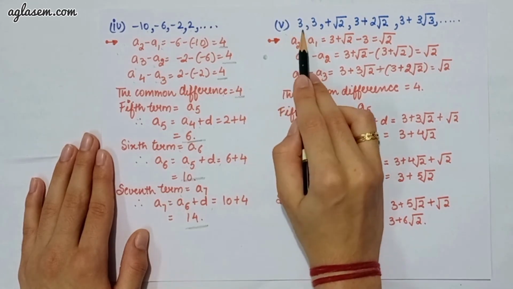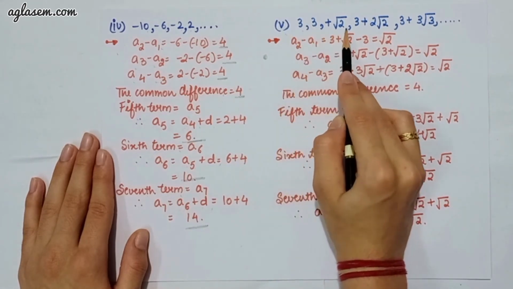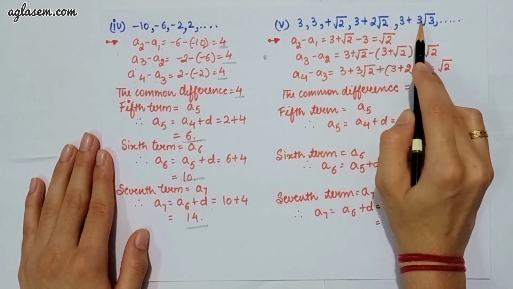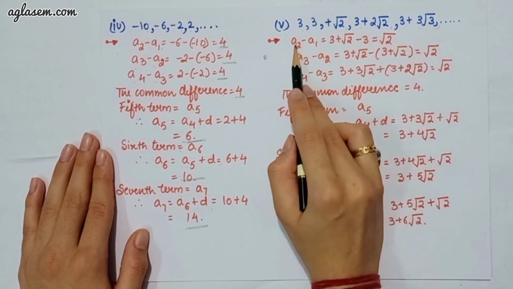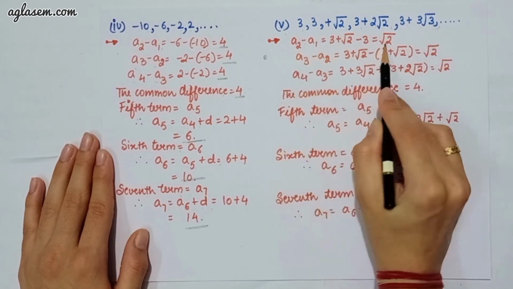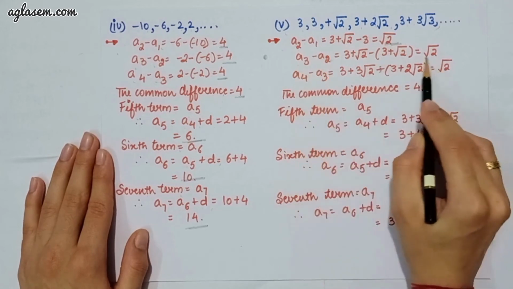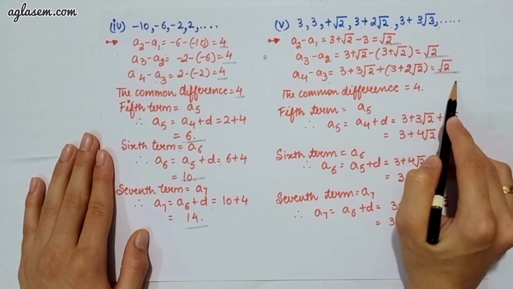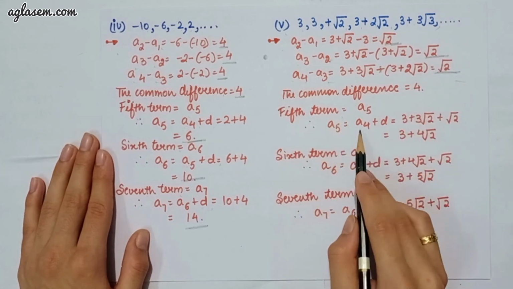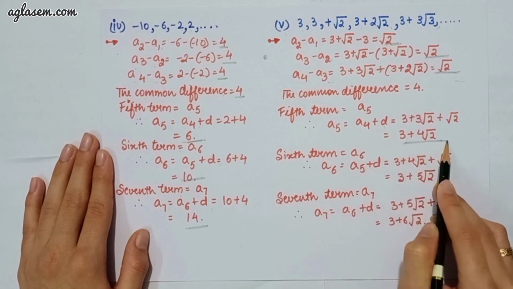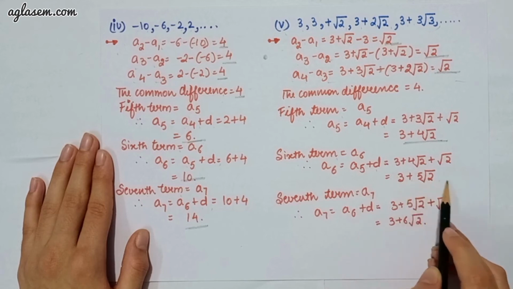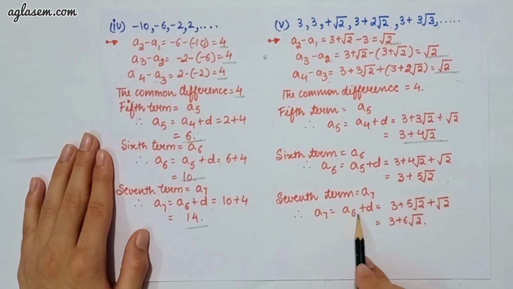Fifth part says 3, 3 plus root 2, 3 plus 2 root 2, 3 plus 3 root 2. So the answer is A2 minus A1, that is root 2. A3 minus A2, that is root 2. A4 minus A3, that is root 2. Again, the common difference is root 2. So the fifth term will be A4 plus D, that is 3 plus 4 root 2. Sixth term will be A5 plus D, that is 3 plus 5 root 2. Seventh term will be A6 plus D, that is 3 plus 6 root 2.